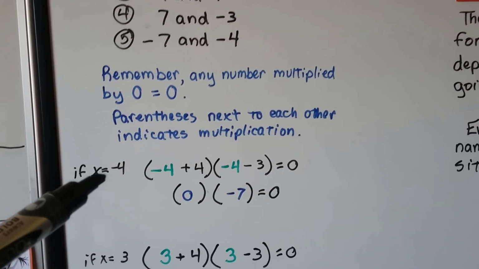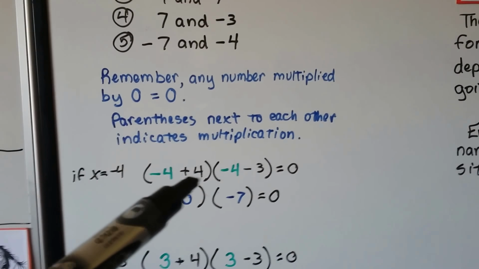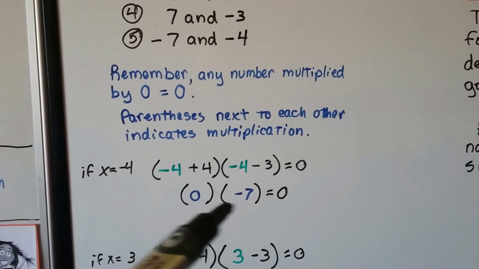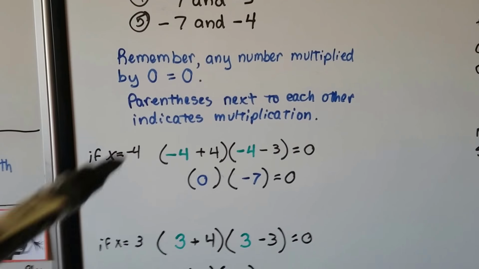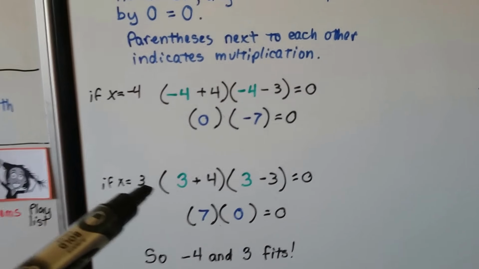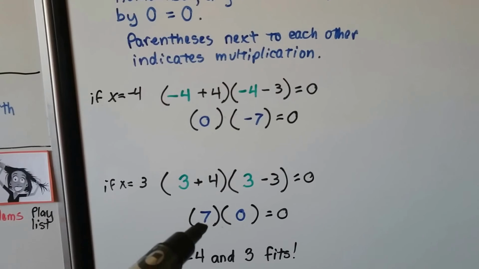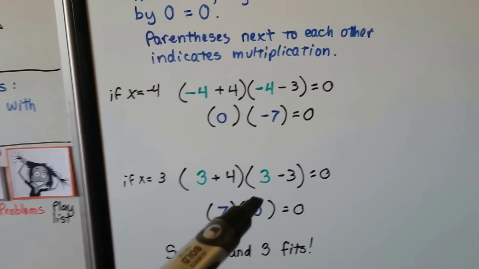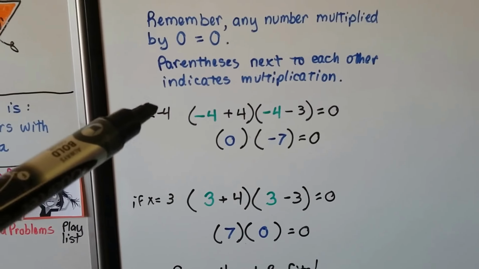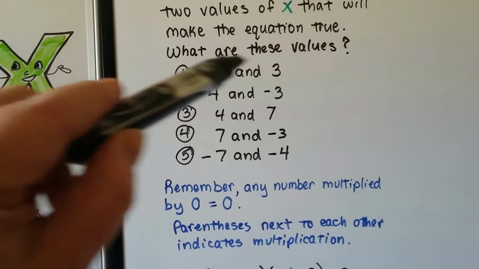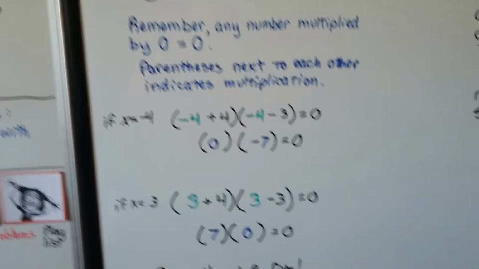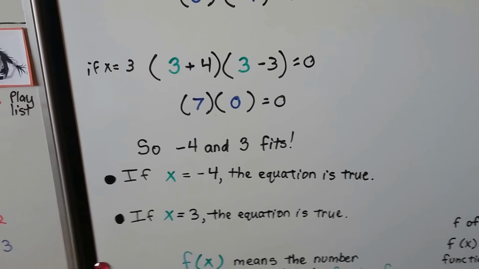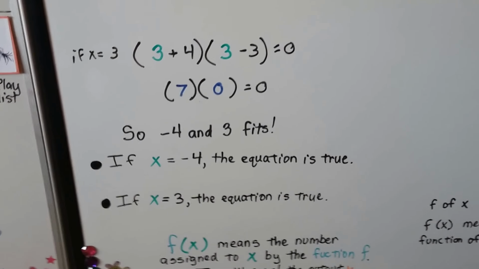If x is a -4, then we do -4 plus 4. Well, that gives us a 0. -4 minus 3 gives us a -7. 0 times -7 is 0. So that one worked. -4 worked. If we use a +3, 3 plus 4 is 7. But +3 minus 3 gives us a 0 pair. That makes a 0. And 7 times 0 is 0. So the -4 and +3, number 1, fit. Those were 2 that made the equation true. Okay? So it's really important if they make the equation true.